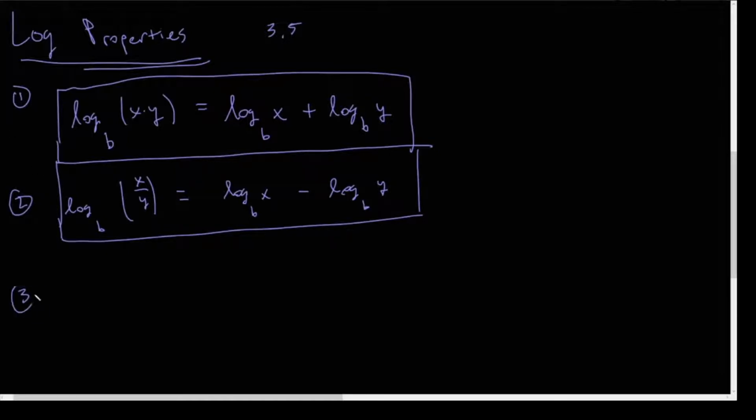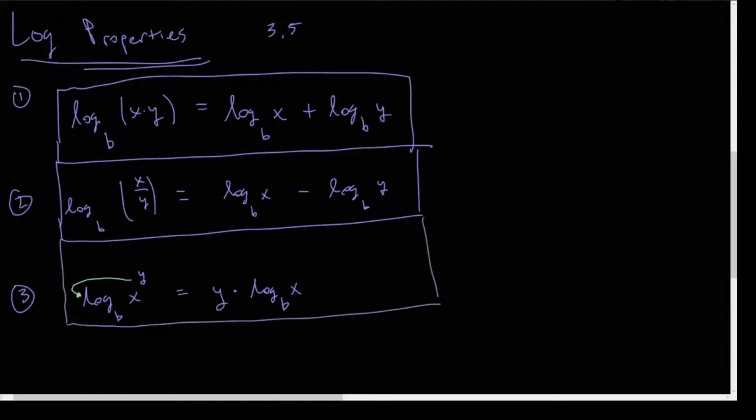We also have, if you have log base b of x to the y power. So this is a little different now. The x is to the y power. This is equivalent to the y coming out front as multiplication. You get y times log base b of x. So exponents come out front as multiplication. So that's our third rule.